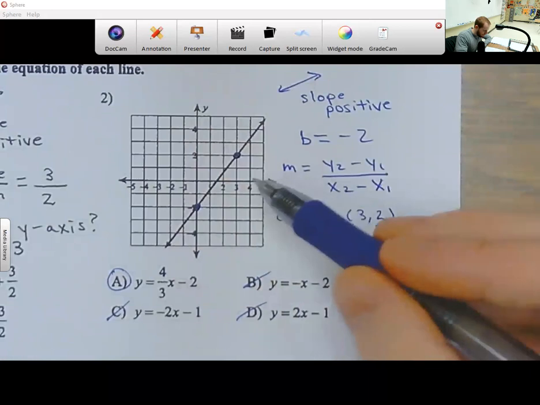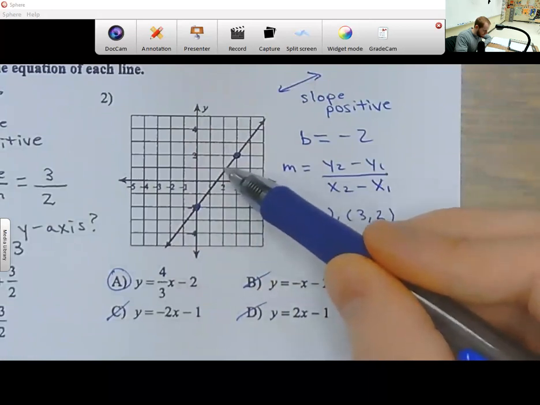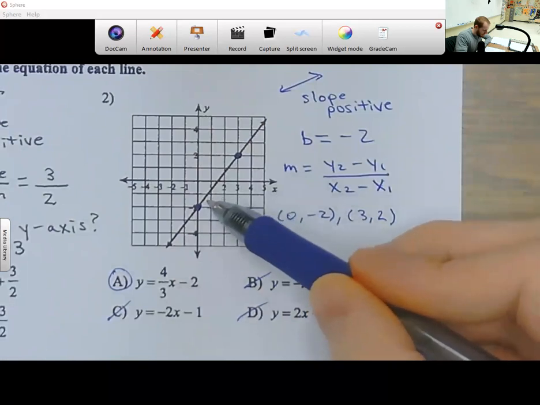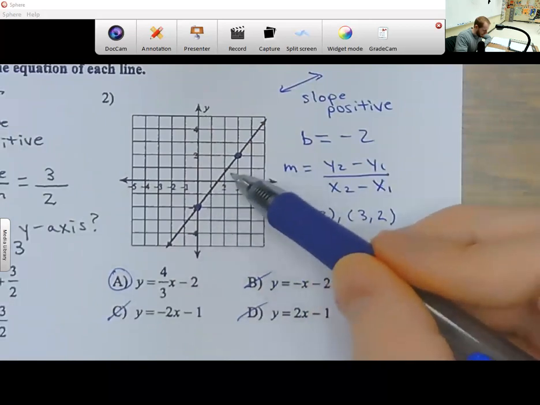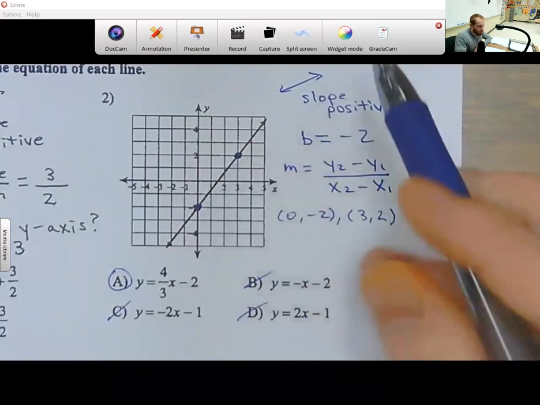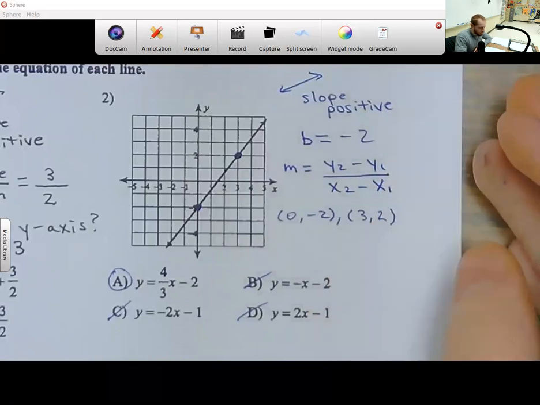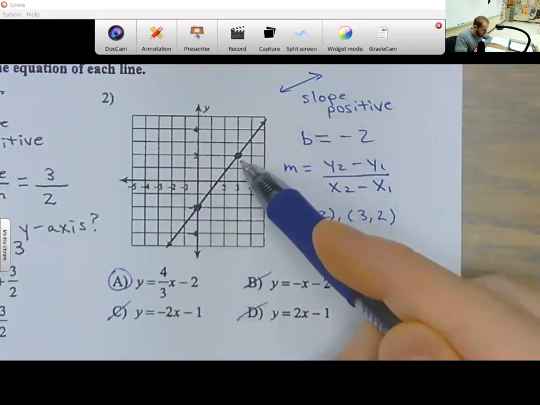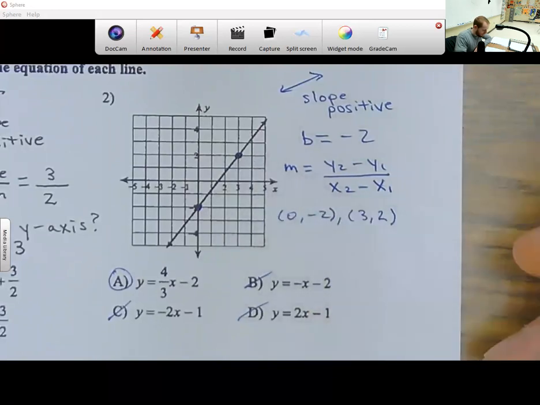Now, I'm not sure if the graph is going to cross through this point or this point because it doesn't really go straight through them. It kind of meanders a little bit. So I'm not going to take those two. I'm going to choose the one that I know the graph is running through. It's going to run through this point for sure.